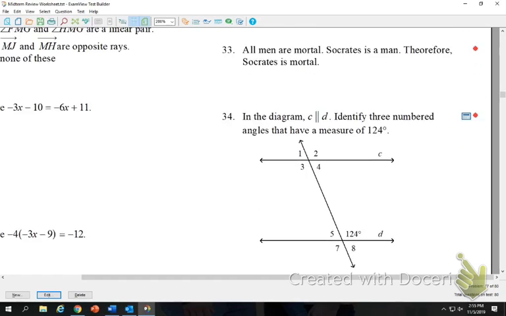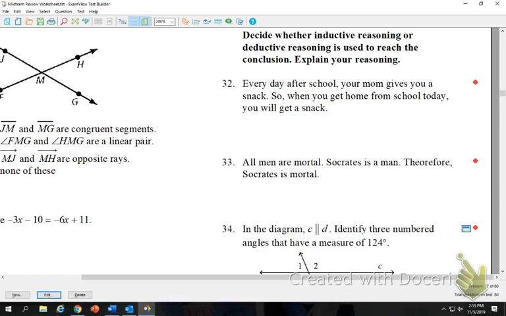We got 2 more to go, and it's just over inductive and deductive reasoning. 32, every day after school, your mom gives you a snack. So when you get home from school today, you'll get a snack. This is inductive reasoning. They do need to explain. If not, it is minus 1. It's inductive because it's based off a pattern or observation.